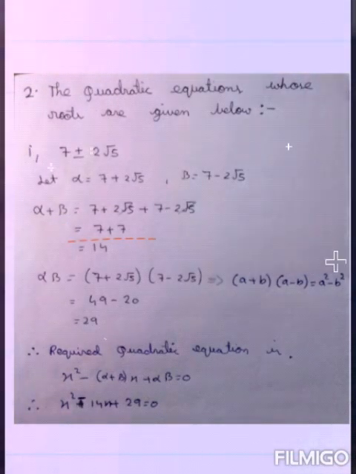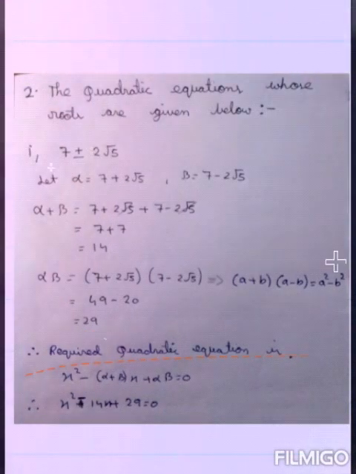Then 2 root 5 will be cancelled, so 7 plus 7 is 14. Now alpha times beta means 7 plus 2 root 5 into 7 minus 2 root 5. It is in the formula (a plus b)(a minus b) equals a square minus b square. 7 square is 49, and 2 root 5 into 2 root 5: 2 twos are 4, root 5 into root 5 is 5. So 4 fives are 20. So 49 minus 20 is 29.